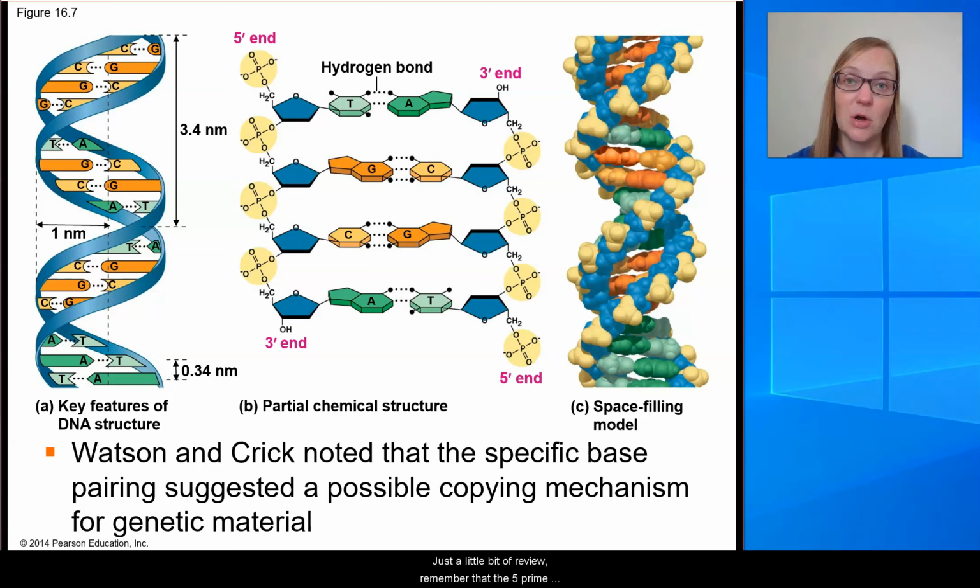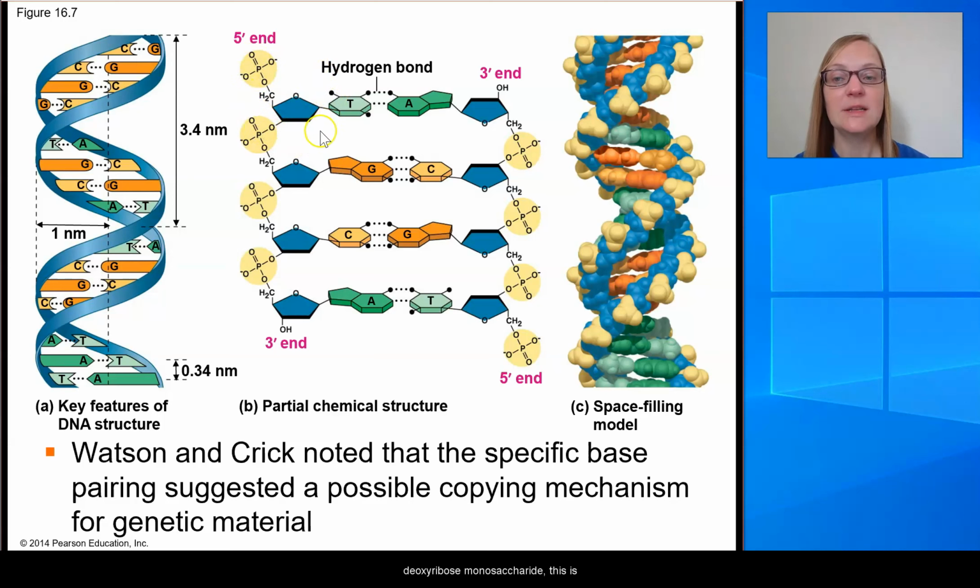Remember that the 5' end is called the 5' end because the carbon on the sugar that's closest to that end of the polynucleotide strand is the 5th carbon. So if we were to count the carbons here in this deoxyribose monosaccharide, this is carbon number 1, 2, 3, 4, and then this one's 5. So that's the 5' end. The opposite end, also counting the carbons in the sugar, this is 1, this is 2, this is 3, right? So this 3rd carbon would be added to the next nucleotide down here. So this is called the 3' end.